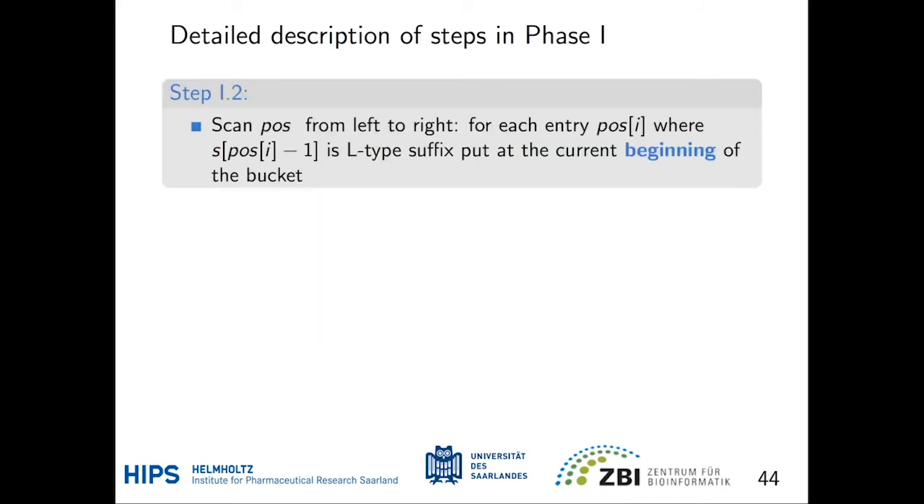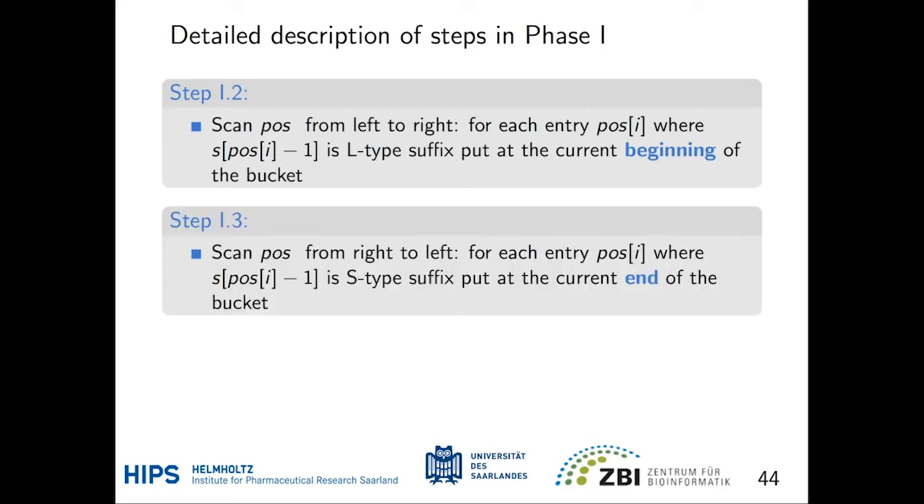Now, in step 2, we scan the suffix array from left to right, just as in phase 2. And if the suffix starting at the position to the left of the stored position is an L-type suffix, we put it to the current beginning of the corresponding bucket, just as we did in phase 2.